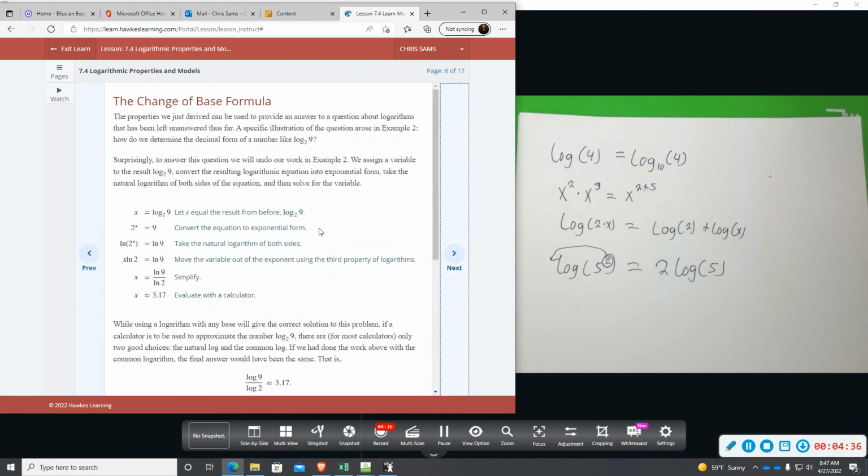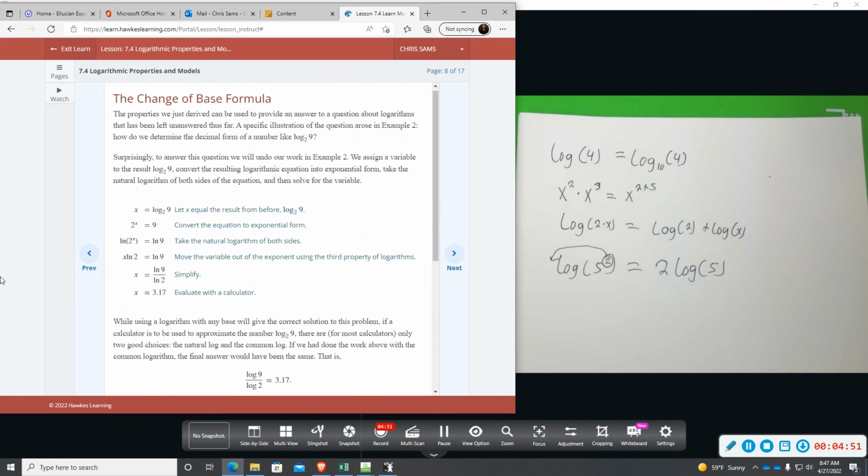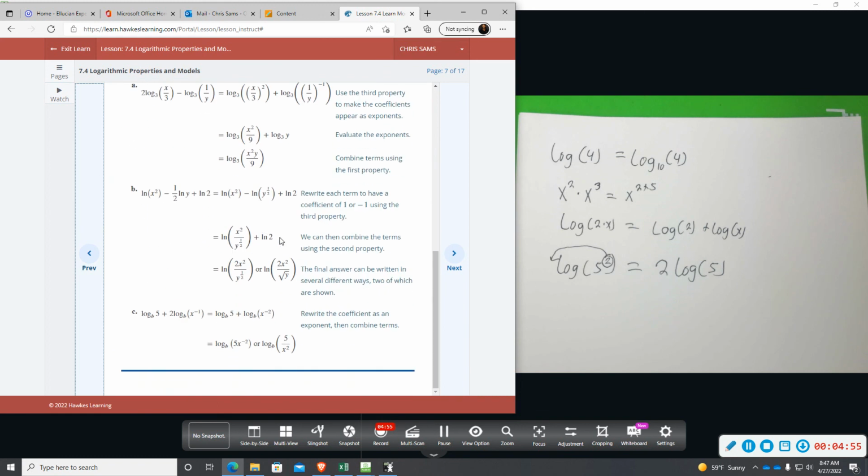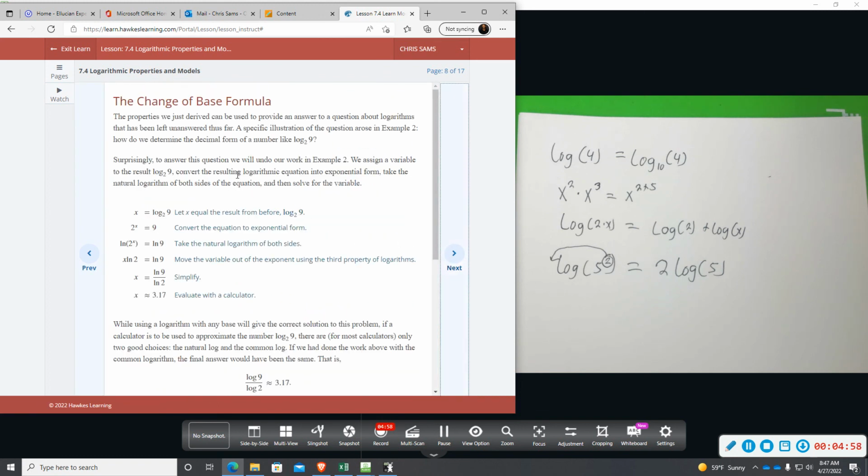All right, so this is a change of base formula. You can write a log as an exponent or in exponential form. Seemed like they would have showed that before now. Let me go back and make sure I didn't pass it up. No, it just pops up here. Okay, so change of base formula.